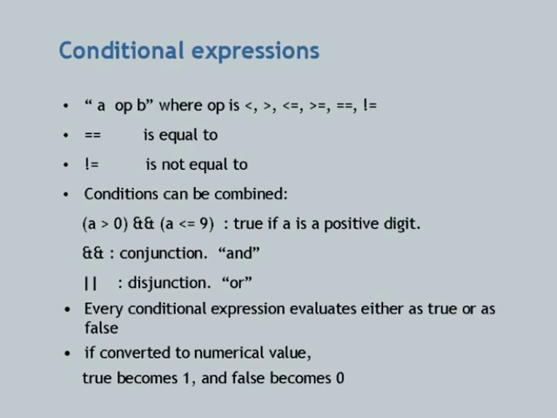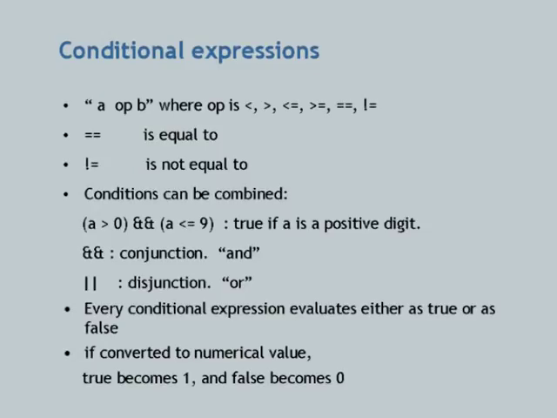So this compound condition, otherwise, what will I have to write? If A greater than 0, in the then part, say if A less than or equal to 9. So I'll have to put a nested if, which is not required. I can write that as a compound condition. So, && stands for conjunction, which represents logical and, and vertical bar followed by vertical bar is disjunction, or. The symbolism is slightly odd. You will get used to it in no time.